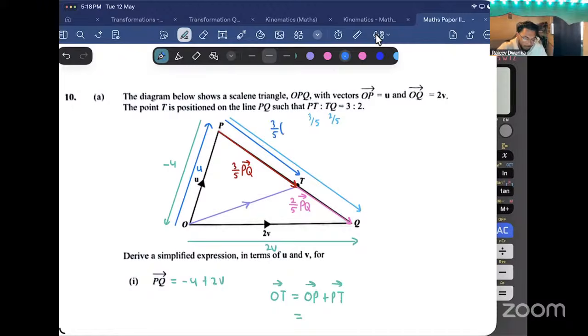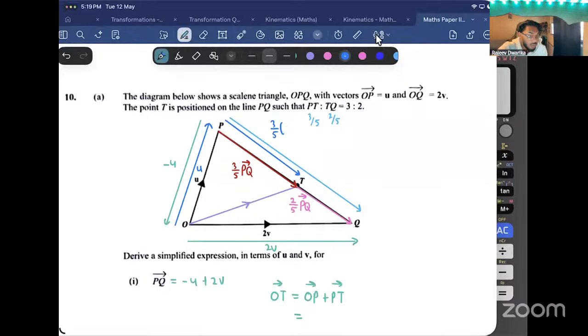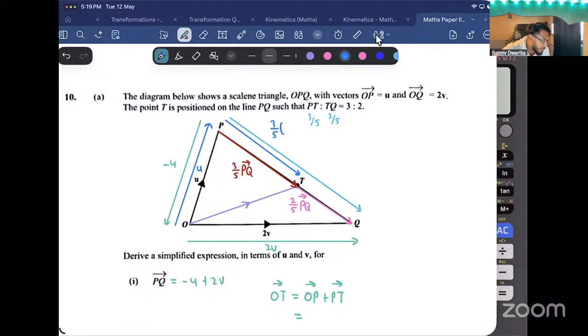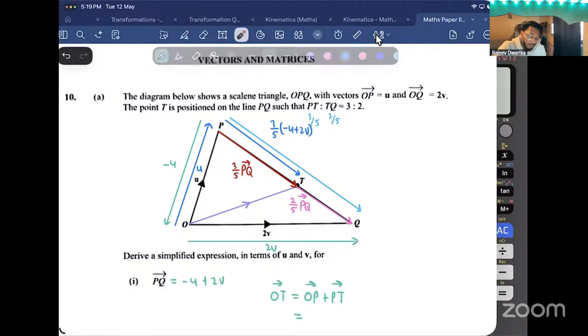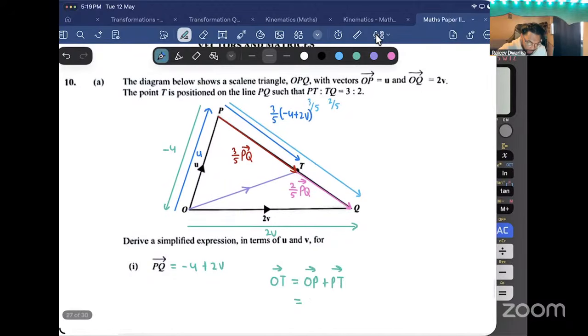What was PQ, guys? They want the answer in terms of U and V. So what was P to Q? It's right in front of your eyes, I promise you. We found it previously: negative U plus 2V. Remember, in the first part they asked us for P to Q. So it is going to be U plus 3/5 of minus U plus 2V.